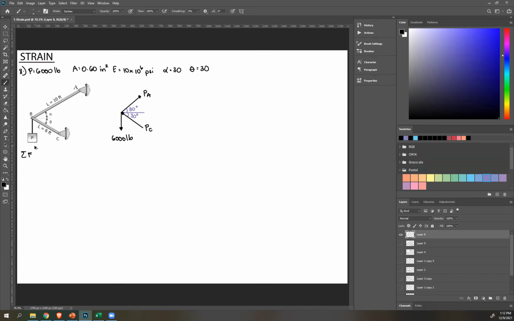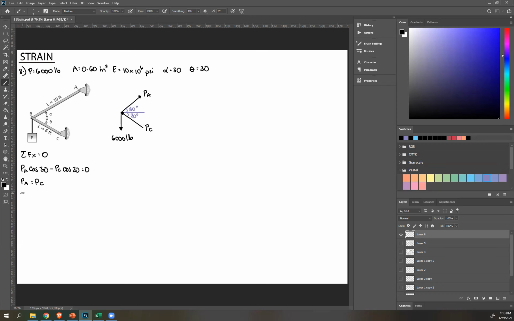Summation of forces, you can start with X or Y, but I'm going to do X. We'll see in a minute why. So Fx equals 0. PA to the right, so positive PA. I need the horizontal component, so that's cosine theta. So PA cosine 30, PC to the left, negative PC cosine 30 equals 0. From this, you'll see that PA is the same magnitude as PC. Okay, and that's it.